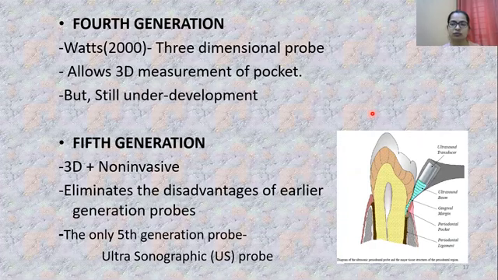The fourth generation probe has never been much in clinical use, and it is still considered to be under development. While the fifth generation probe is the one which utilizes the functions of the fourth generation and is non-invasive, and has a three-dimensional probing system. The only fifth generation probe we have is the ultrasonographic probe, which looks something like this, which sends an ultrasound beam and helps in determining the depth of the periodontal pocket.